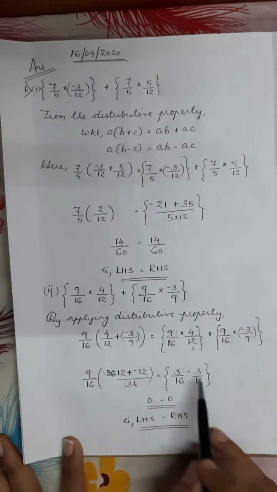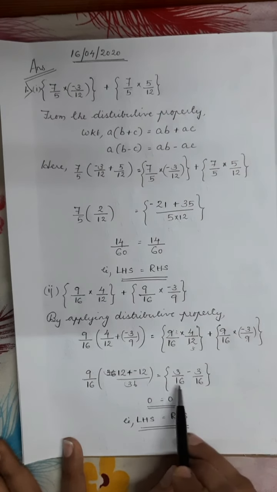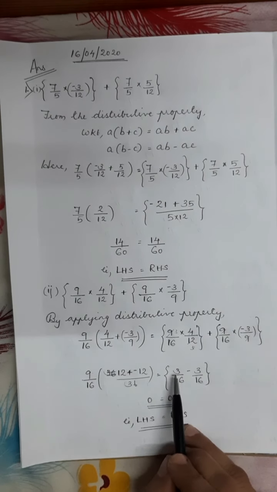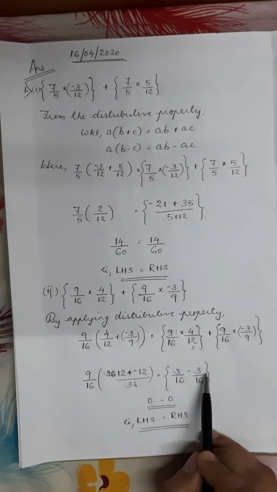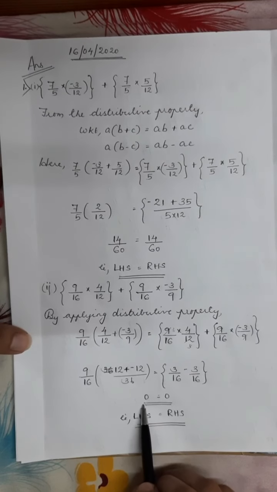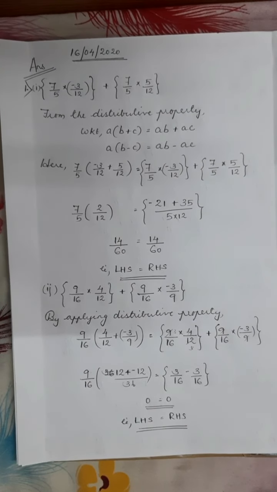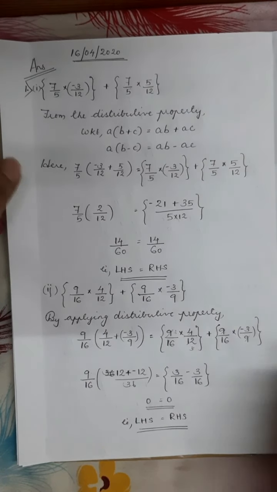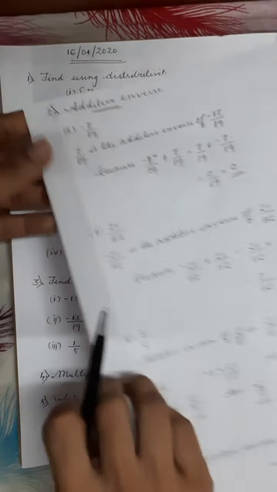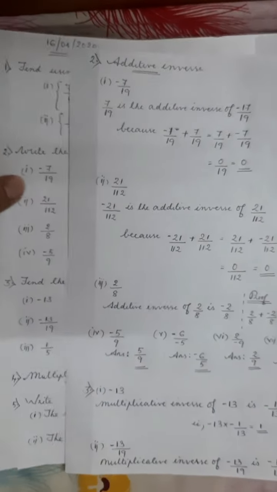So 3 minus 3. Now look here, the denominators are the same, so we need not take the LCM. We just need to subtract. Subtracting this term will become 0. That means both sides we are getting 0, that is LHS is equal to RHS. Here also it is proved. Okay, now what was our second question?